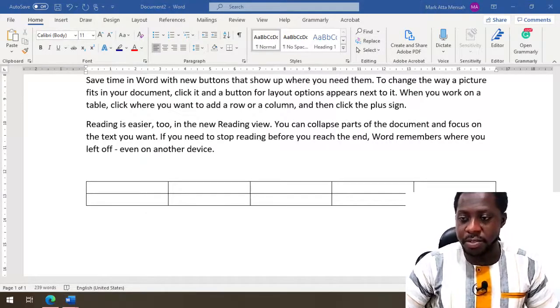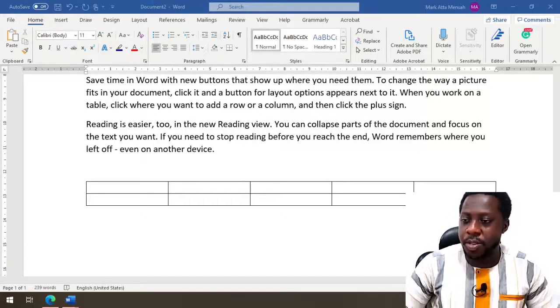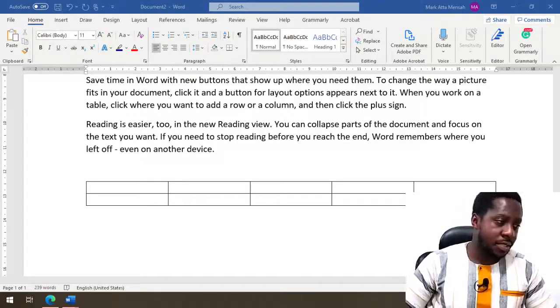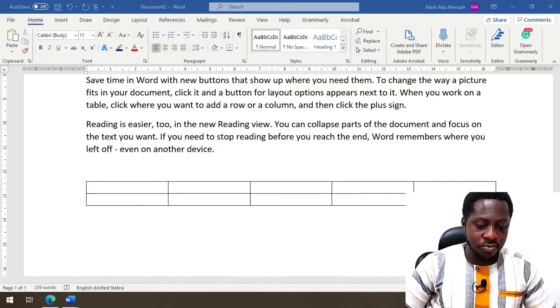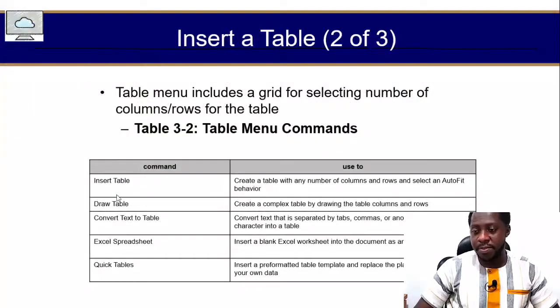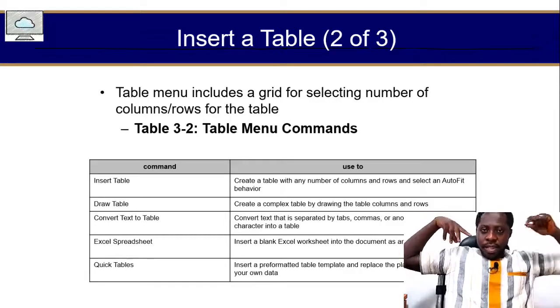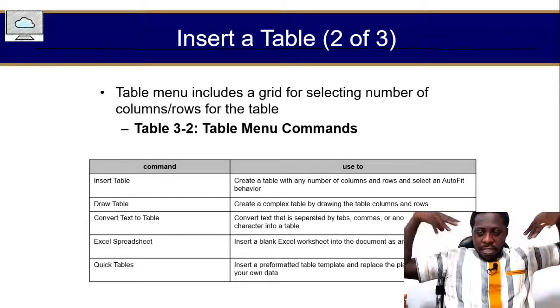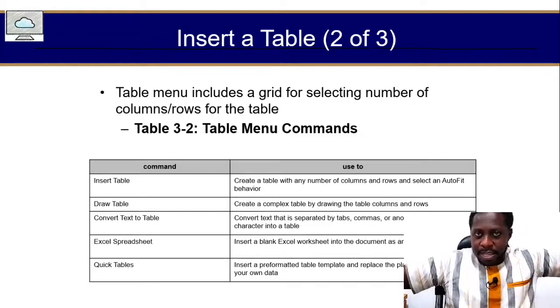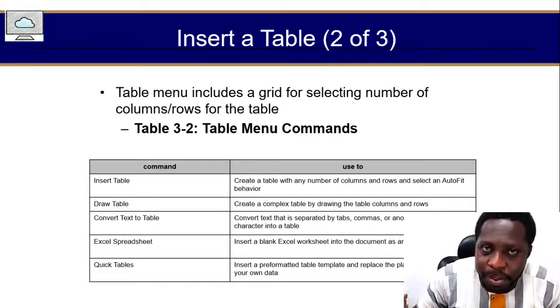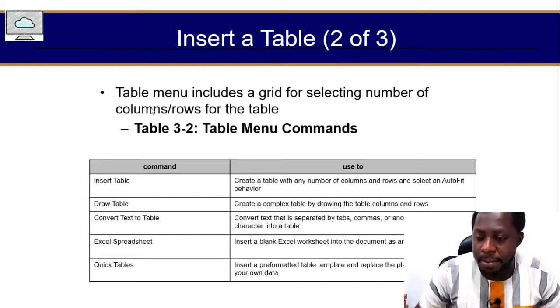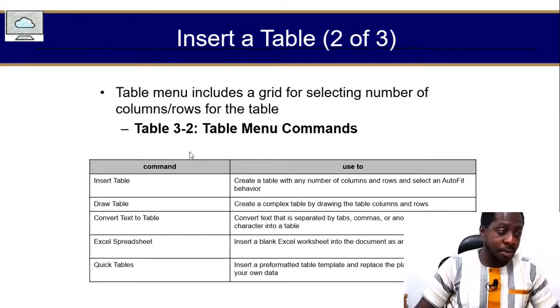They remain accessible in one form or the other. So what can we do as far as the commands are concerned? Things that we can do surround these few things. We can insert a table, we can draw a table, we can convert text to a table, and we can have a blank Excel spreadsheet imported, which will form part of our integration bit when we get there. And then we also have what are referred to as quick tables. They come in handy a lot as and when we require them.